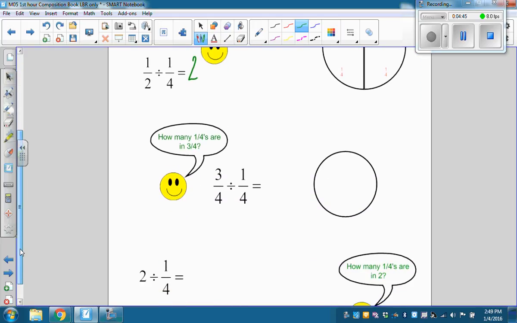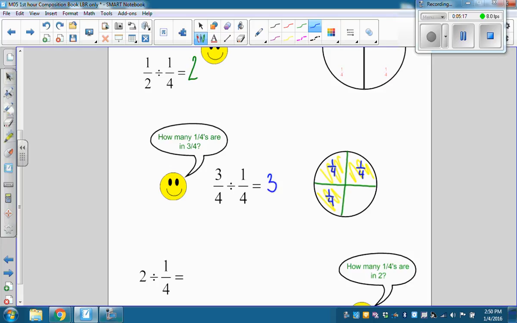So let's think about this one. How many 4ths are in 3/4? Stick with the pizza idea. Take a whole pizza, divide it into 4ths, shade in 3/4, count how many 1/4 are in 3/4. So there's this one, and this one. There's 3 1/4 size slices in 3/4 of a pizza.